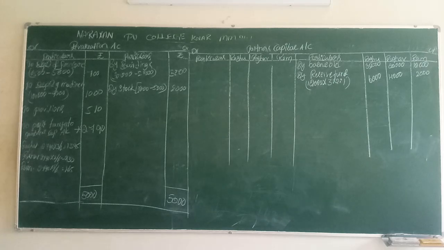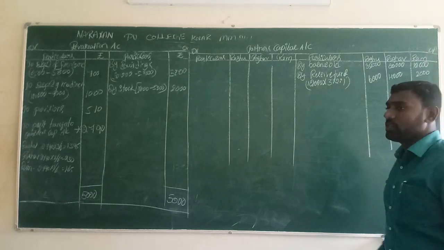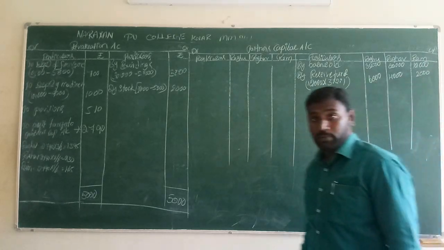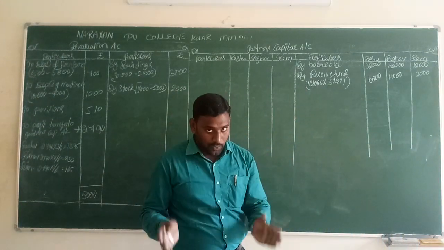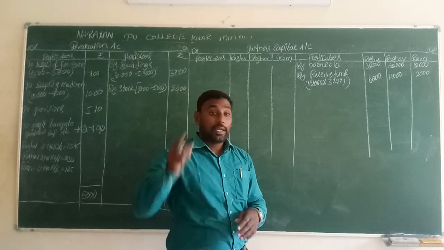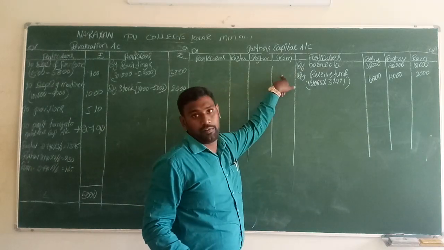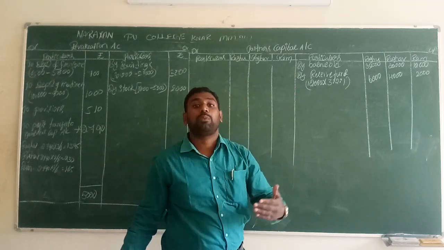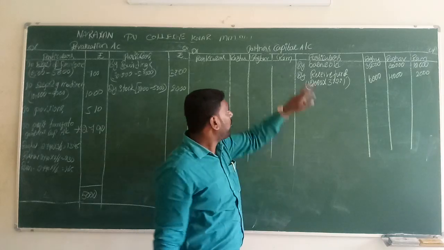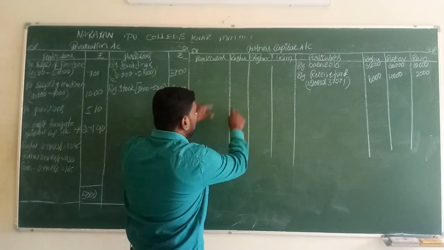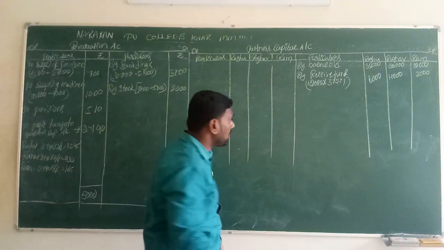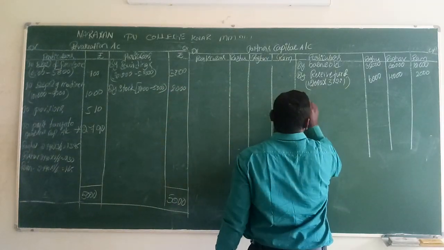So first we have to transfer all the transactions here. Let's come to adjustment number 3. They are given that goodwill of the firm is valued at rupees 24,000. Out of that, create the retiring partner's share of goodwill and write it off immediately. So first we have to create the retiring partner's share. That share will be carried by the continuing partners, so we have to write here by goodwill.